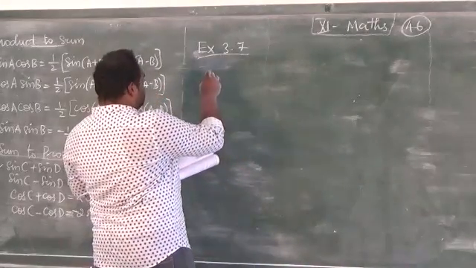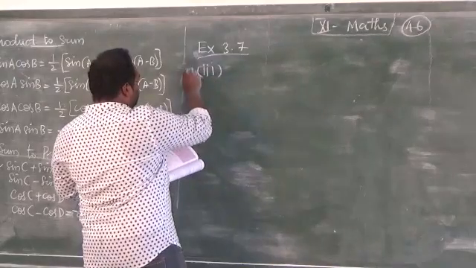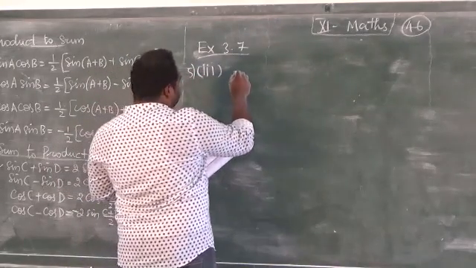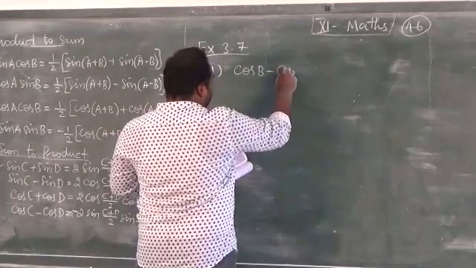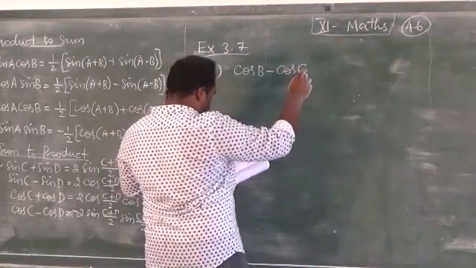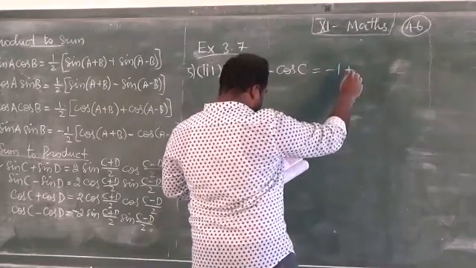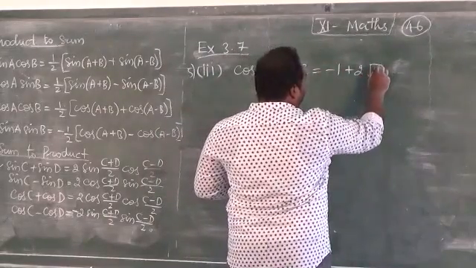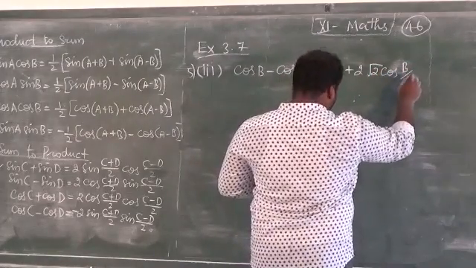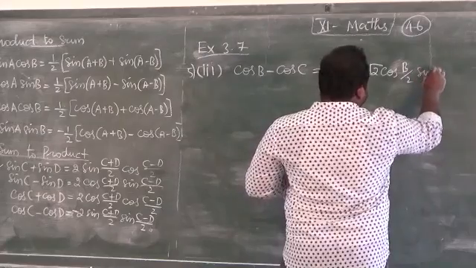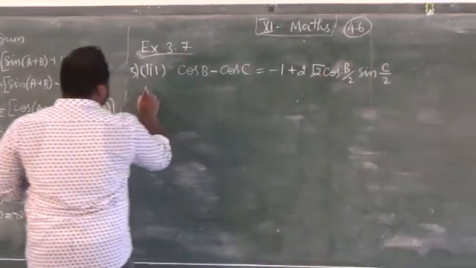So problem number 5, third subdivision. Cos B minus cos C equal to minus 1 plus 2 into root of 2 cos B by 2 sin C by 2. Here I am going to take LHS side.